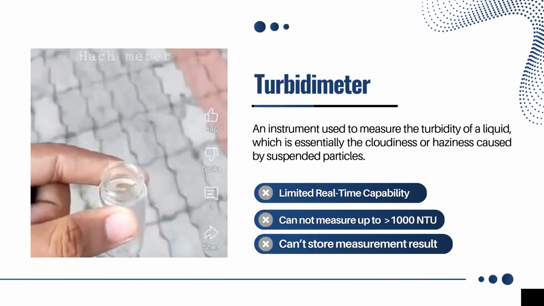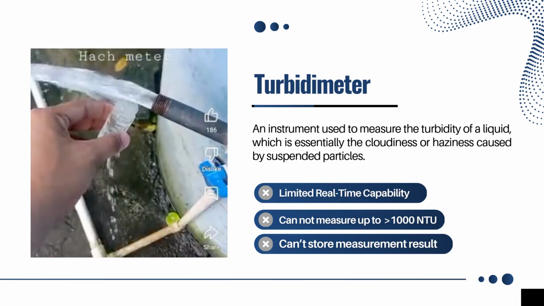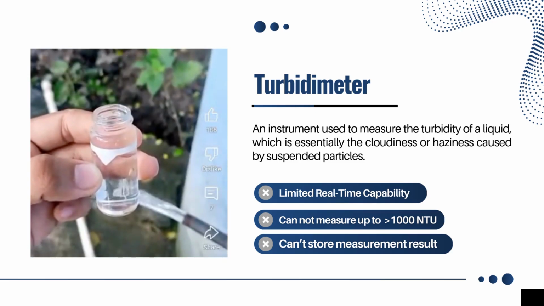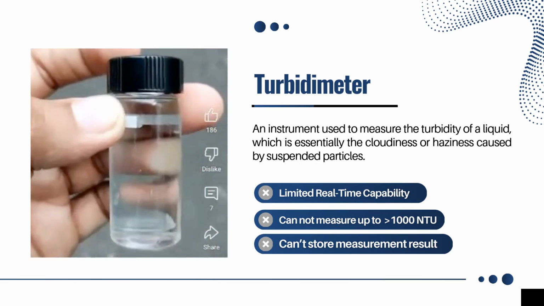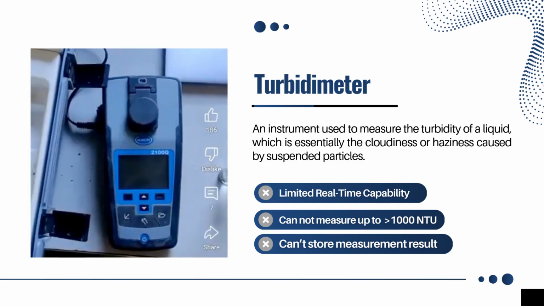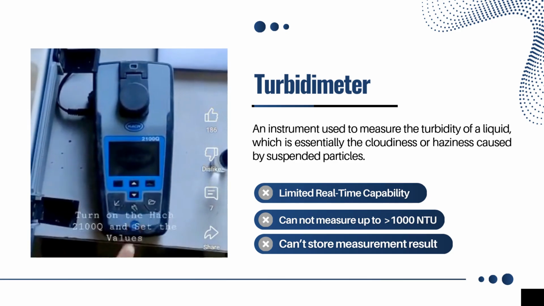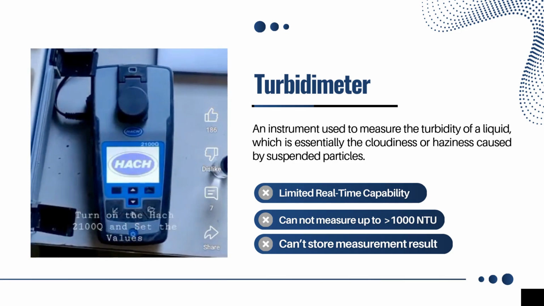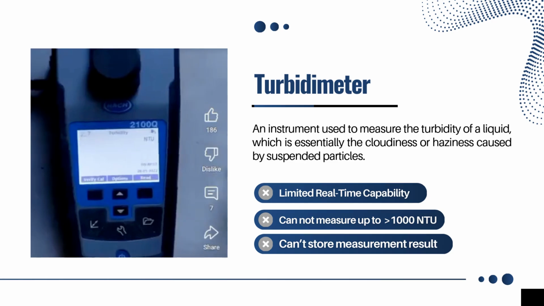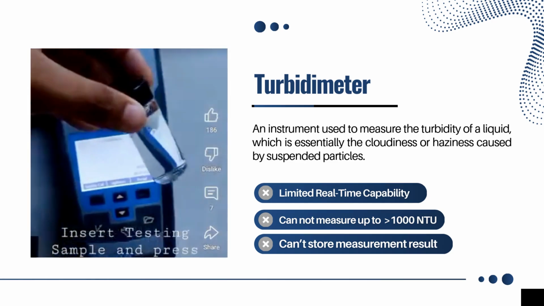Next, let's take a look at conventional methods of water turbidity monitoring. The most common tool for measuring water turbidity is the turbidimeter. A turbidimeter works by passing light through a water sample and measuring how much that light is scattered by suspended particles. While accurate, these conventional tools have several critical limitations. First, they lack real-time capability. Most turbidimeters require manual sampling and lab testing, which delays results and makes continuous monitoring difficult.